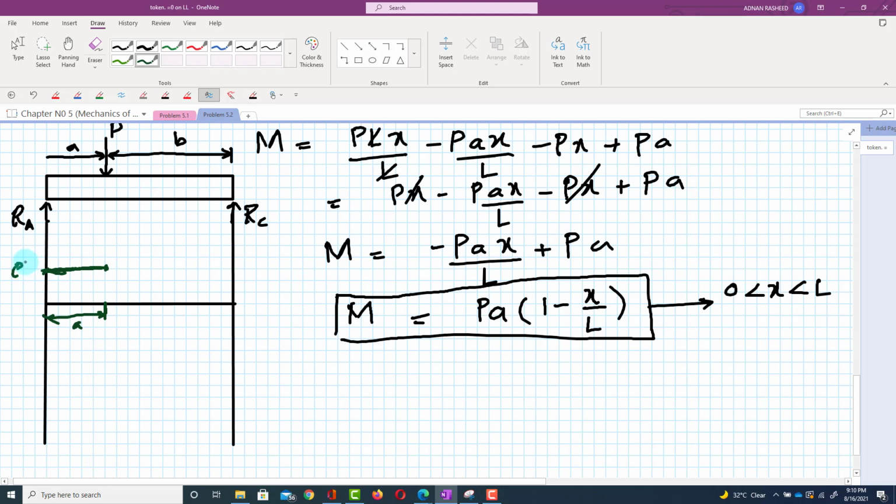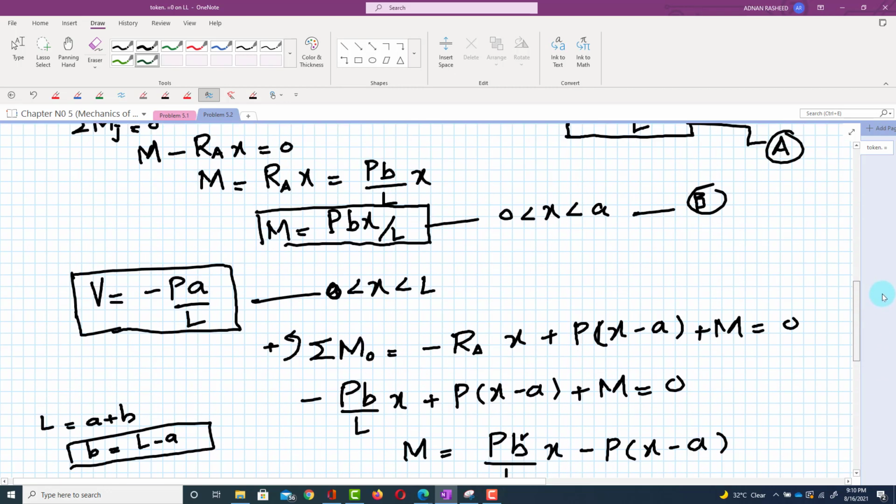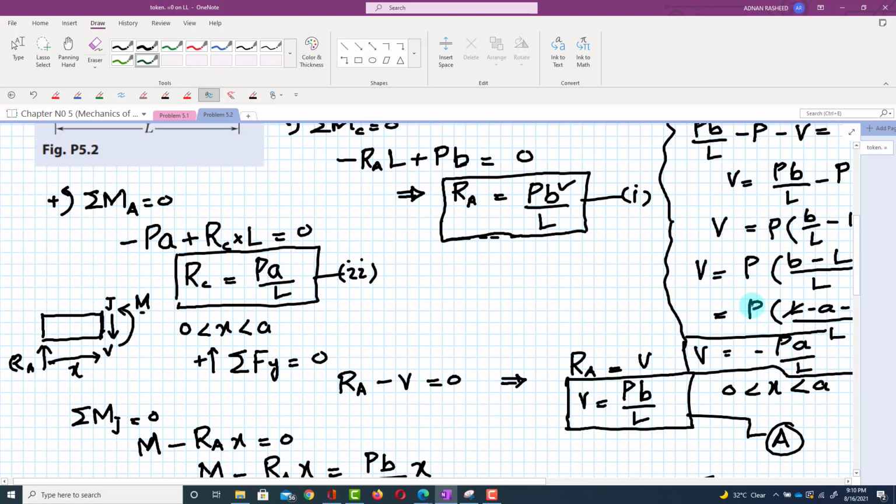PB over L. This is again PB over L. Now if you want to draw the further shear force diagram, you will use this equation, minus PA over L. So what does it mean, minus PA over L?